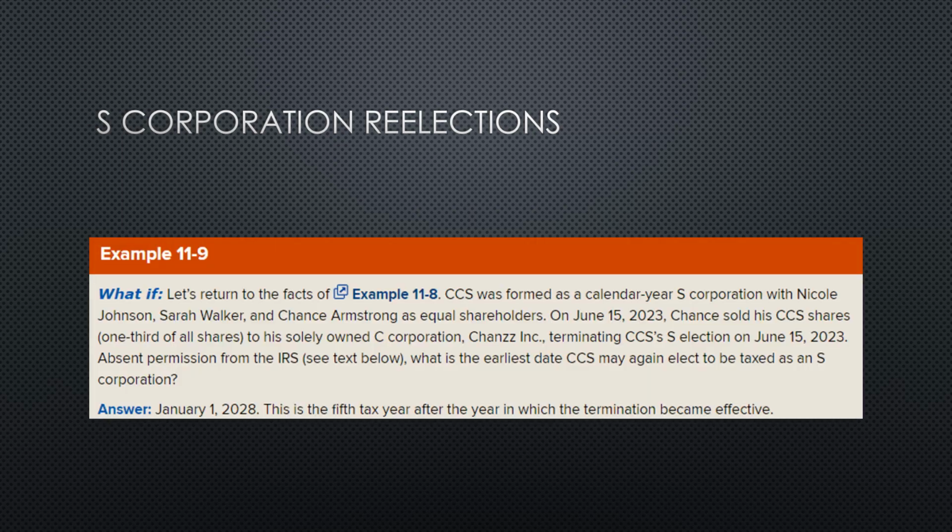So here's the example given in the book. We have a corporation that elected to terminate its S election on June 15th of 2023. So they must wait 5 years, which means that they have 2014, 2015, 2016, 2017, and 2018. So they can elect the status again at the beginning of the year on January 1st.